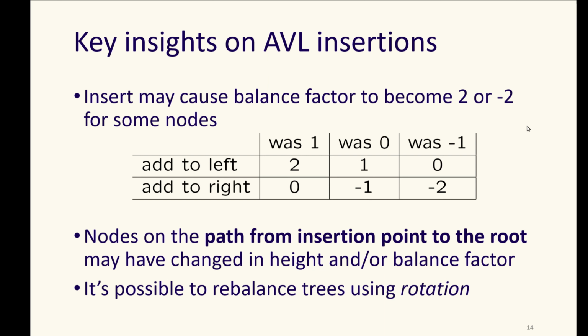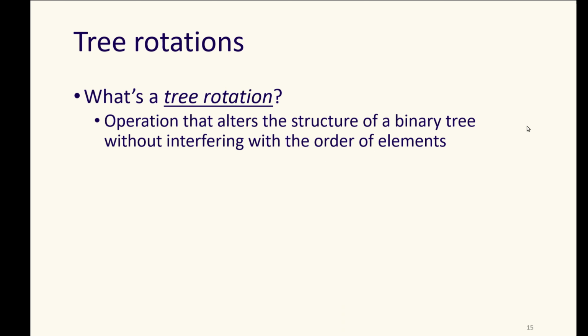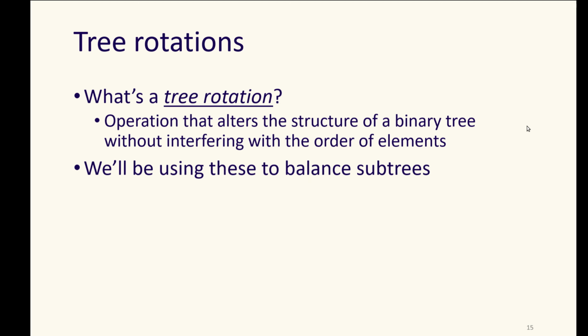It's possible to rebalance the trees using rotation. A tree rotation is just an operation that changes the structure of a binary tree without interfering with the ordering of the elements. That keeps the order in which things originally were, doesn't do huge alterations to the tree, but it helps us to rebalance our subtrees.